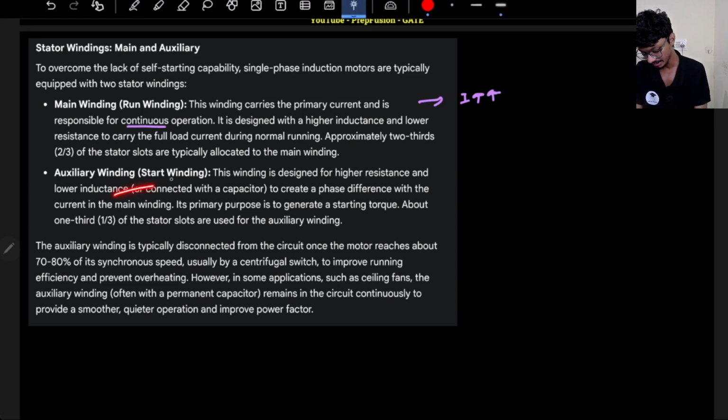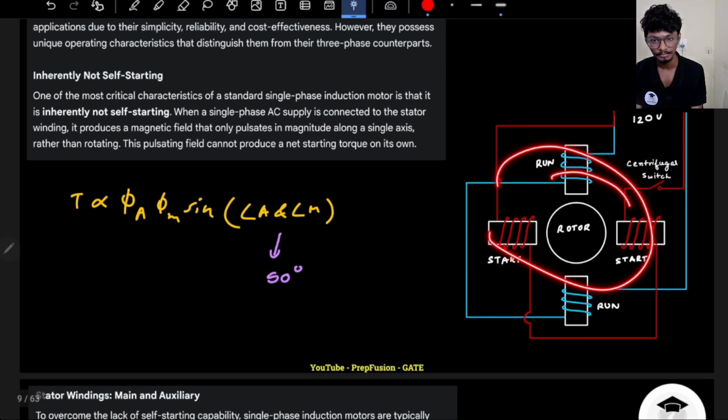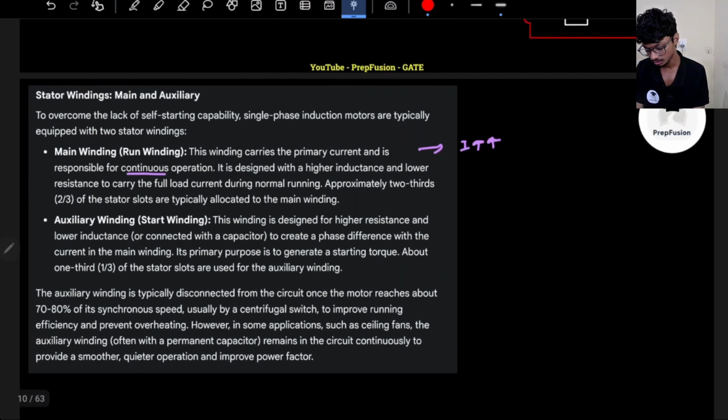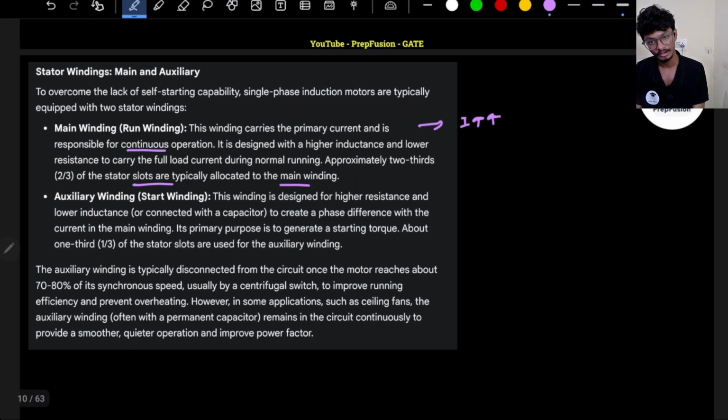Okay, auxiliary winding, generally 2/3 of the stator slots, right? There will be slots in the stator. This is just a pole, but actually there will be slots in the stators. So 2/3 of the stator slots, I hope you remember what slots are, will typically be allocated to the main winding, and the remaining 1/3 will be allocated to the auxiliary winding. Okay, that is the general rule of thumb.